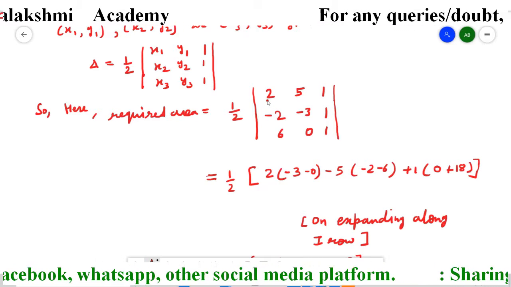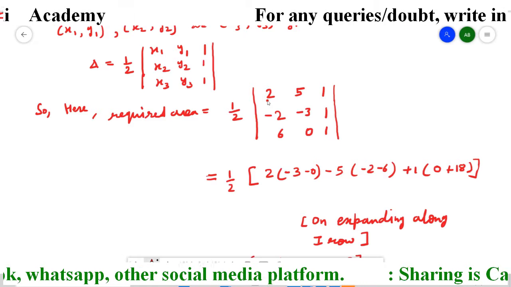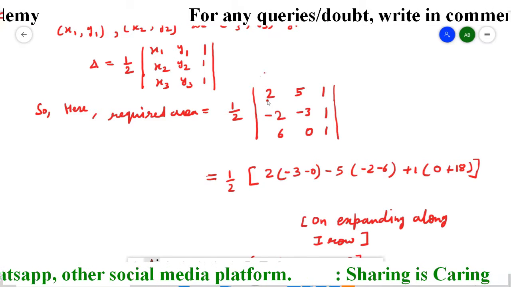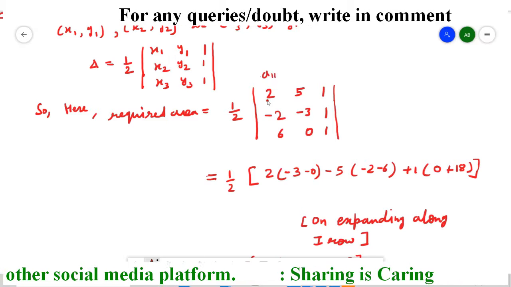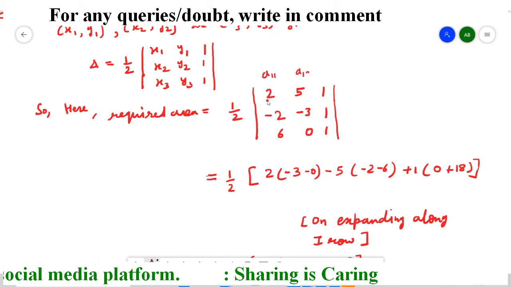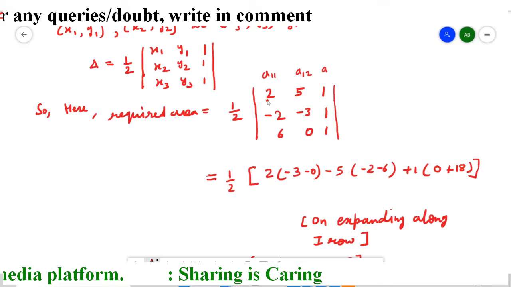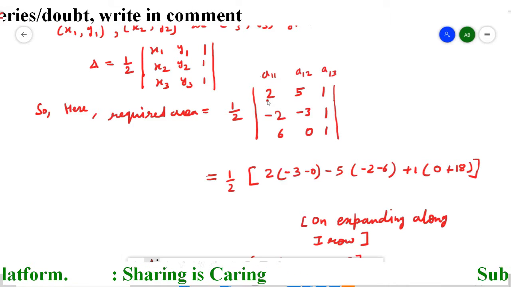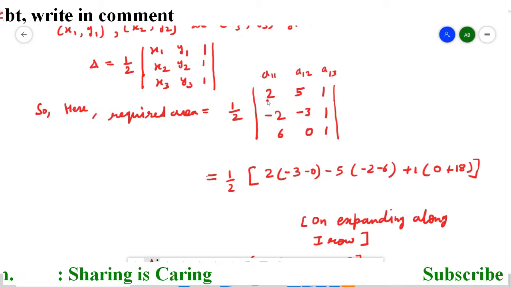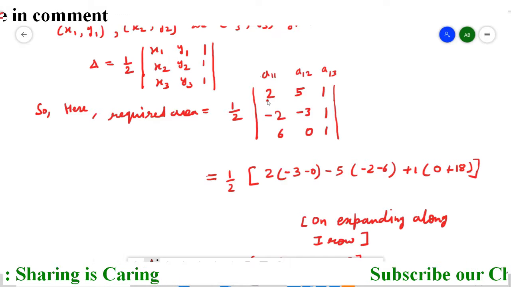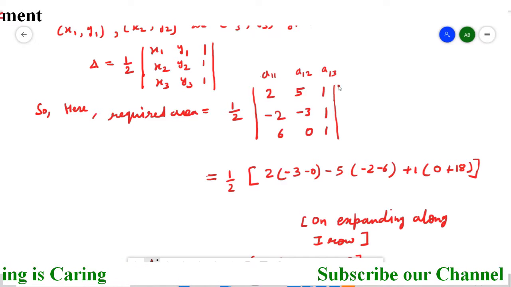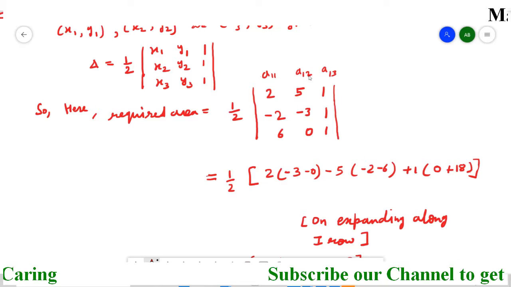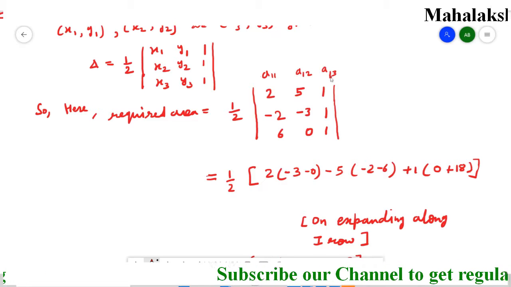This place is 1 1. So I'm just writing here, this place is for A11. This place is first row, second column, and this place is first row, third column. So this term's place value is A11, and 5's place value is A12, and 1's place value is A13.